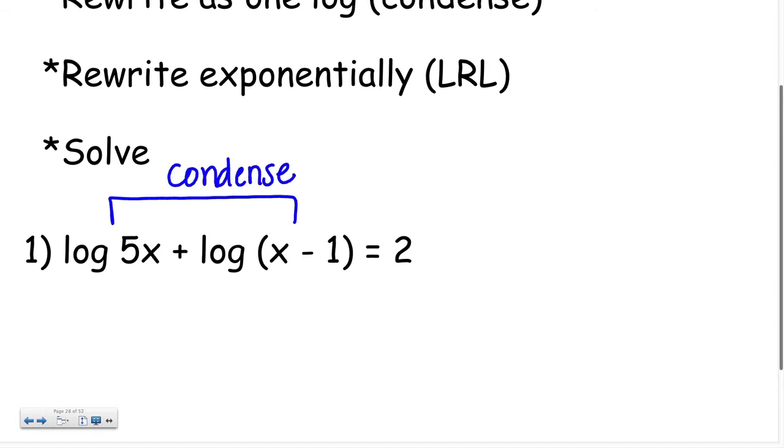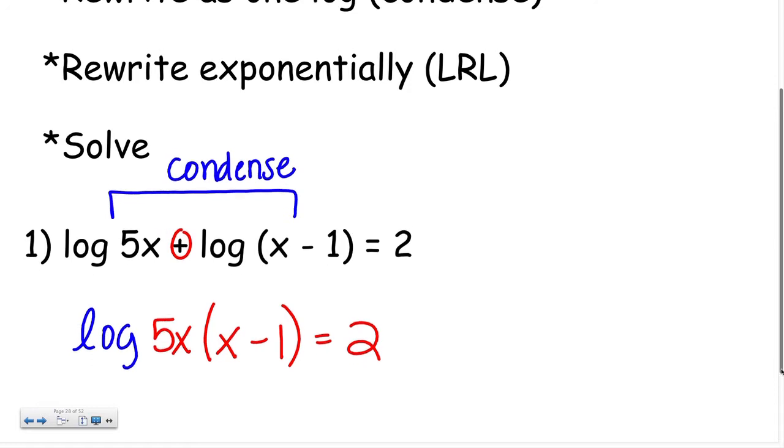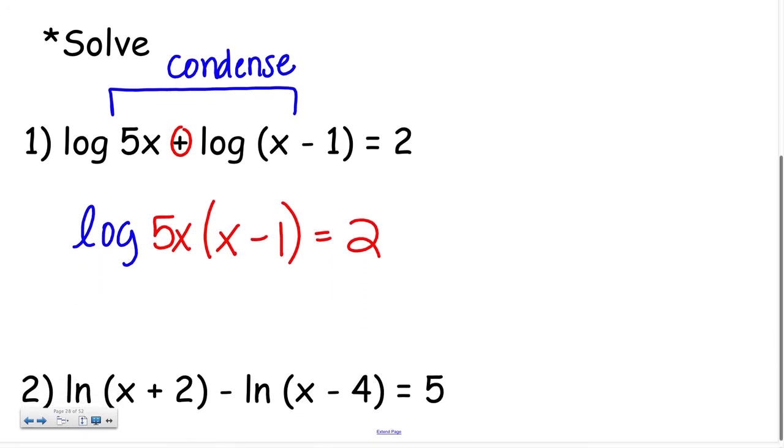We're going to make it a little bit smaller. We're going to make it into one log. So we're going to go from two logs down into one log. Alright, we also have addition, so that means we're going to multiply. So we're going to multiply 5x times x minus 1 equals 2. Alright, so we've condensed it. Now we're going to go left, right, left to get rid of that log.